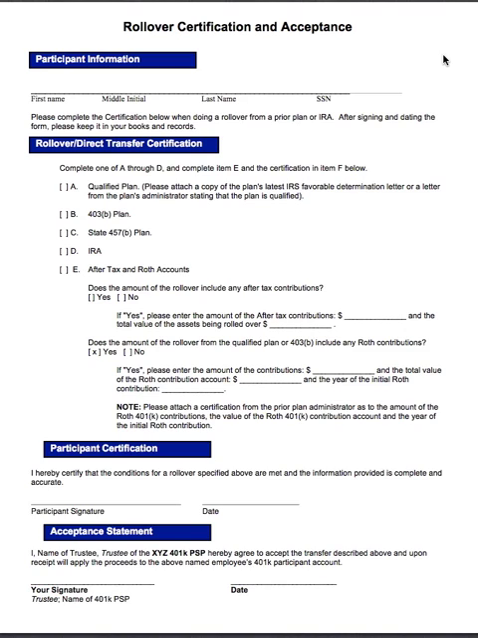Okay, next document we're going to talk about is the Rollover Certification and Acceptance. Now, what is this form? This form serves two primary purposes. Number one, the trustee of the 401k plan, probably you, has to have a good faith belief that the assets coming in are retirement assets.